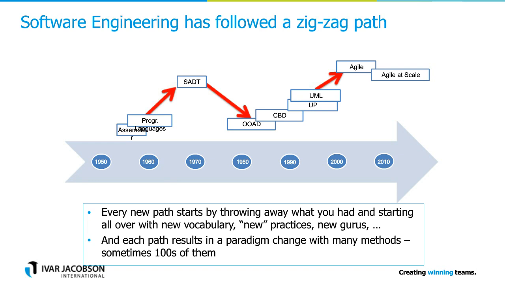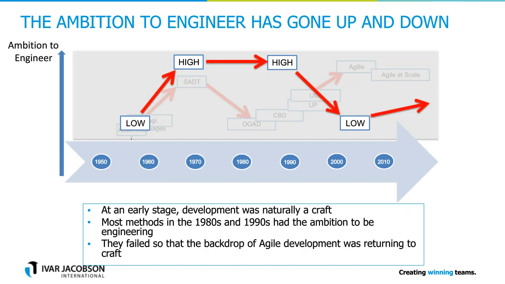So here we look at the ambition to engineer. I'm saying ambition, not success, but ambition to engineer has gone up and down. At the beginning, we had no ambition. And then in the 70s, when we got structured analysis methods and then object methods, it was all about high ambition. We were not very successful, and that resulted, of course, in the backlash. And that was when Agile came, and the ambition was very low. It's now rising. So in the new approaches, there is an interest in doing more engineering.